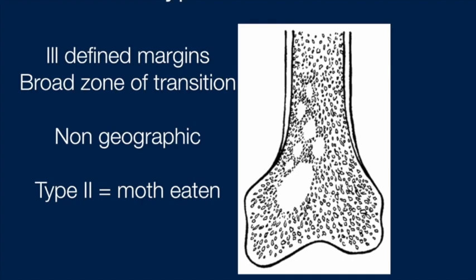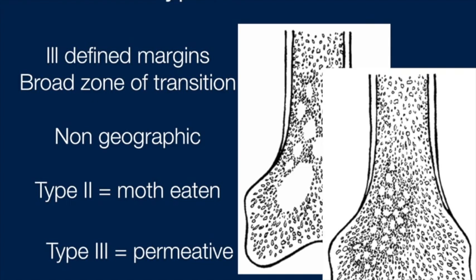There are several small lucencies. Likely some of these are ill-defined. And the final category is the permeative. That's the most aggressive. And here's an example. Ill-defined lesions. Hard to see where the tumor begins and ends, so it has a very wide zone of transition.